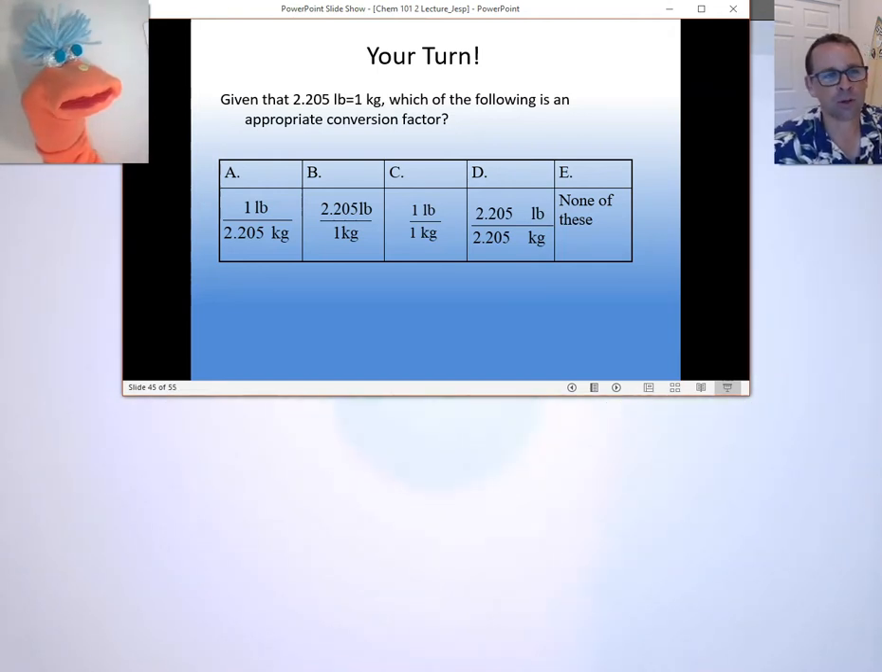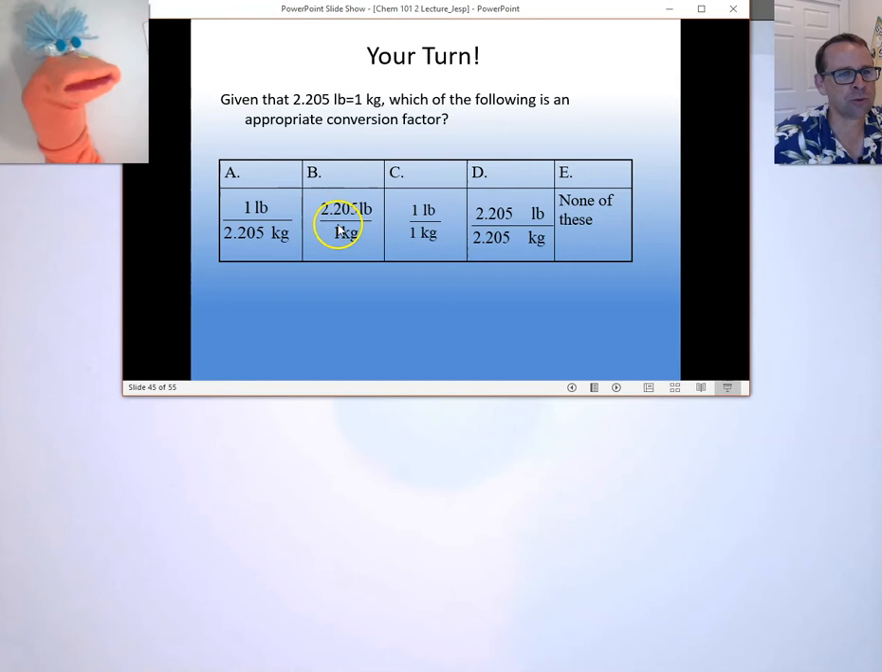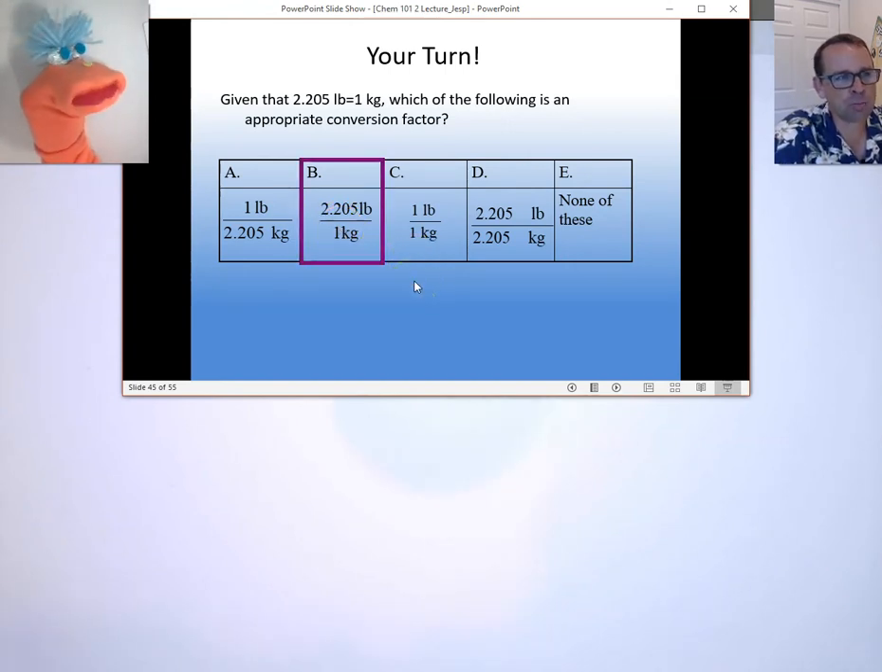Tell us, Fred. B is the answer. Very good. How did you know? Well, A has the pounds and the kilograms mixed. And C doesn't make sense. 1 pound is not the same as 1 kilogram. And like we said, we want it to equal 1, right? So it's like they have to be the same thing. And also 2.205 is the same as the 1. Okay, very good. C and D don't make any sense.